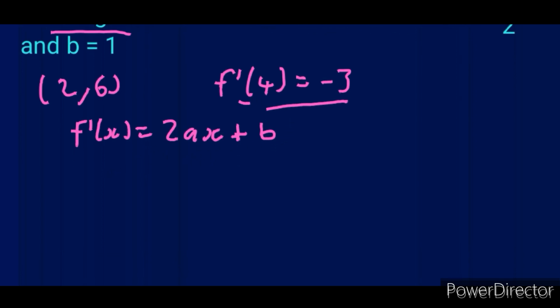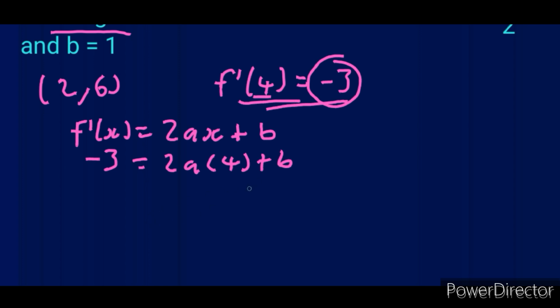So let's substitute this information. We're told that the answer of the first derivative is -3. So -3 is equal to 2a, and the x value is 4. So we're going to have 2a into 4 plus b. And then we can simplify this equation. So we're going to have -3 is equal to 8a plus b. So I've created my second equation.